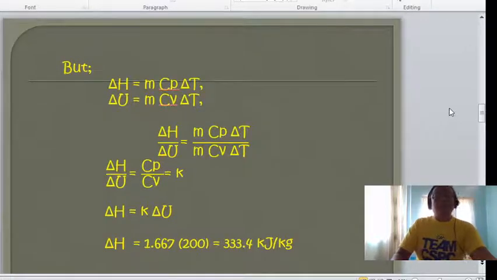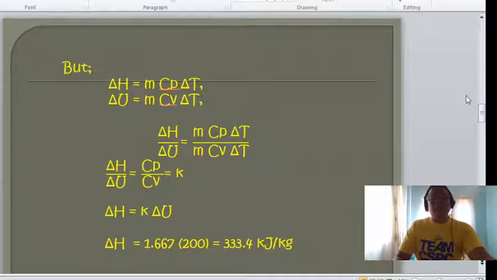But delta H, again, in our previous discussion, is equal to mCp delta T. And also delta U, whether you like it or not, is always equal to mCv delta T. Now, class, getting the ratio of delta H and delta U: delta H over delta U is equal to mCp delta T over mCv delta T. Eliminating mass and delta T, that is now equal to Cp over Cv, which equals K. Therefore, delta H is equal to K delta U.